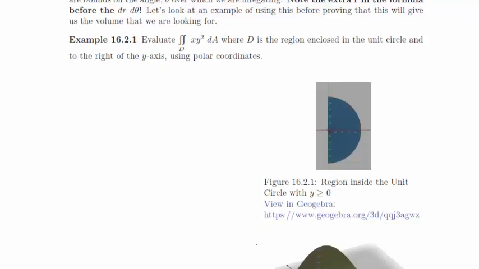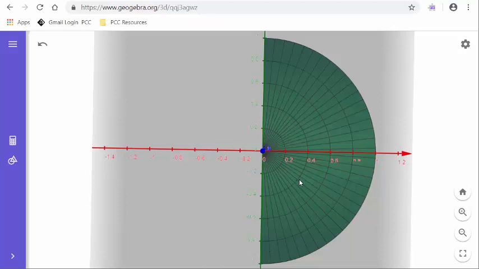So here we can see the region that we are trying to integrate over. We have essentially a half circle that's to the right of the y-axis that has a radius of 1. So the angle that we are integrating over is from negative pi over 2 to positive pi over 2, and the radiuses that we're looking at are from a radius of 0 to a radius of 1. So we'll start by setting that up.